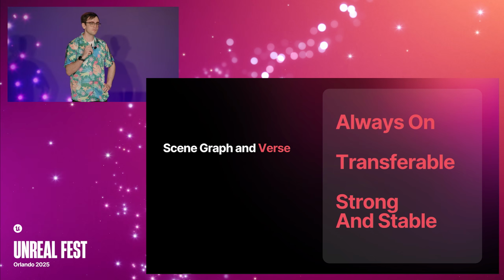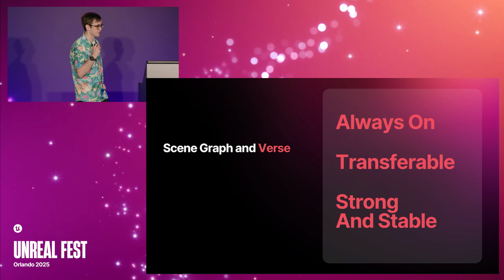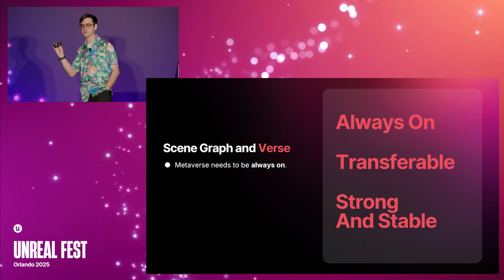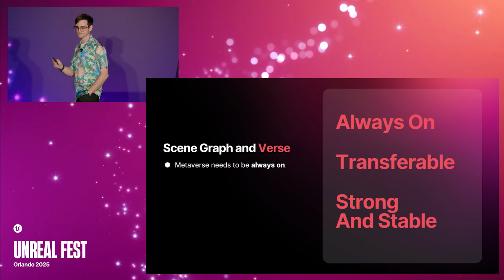So, when talking about the relationship between scene graph and Verse, we first need to talk about the metaverse itself. And the metaverse has a couple of challenges that need to be addressed to actually work. First off, it needs to be always on, right? It never needs to turn off. Everyone's islands need to keep simulating. Everyone's experiences need to keep going. The whole simulation should never crash.